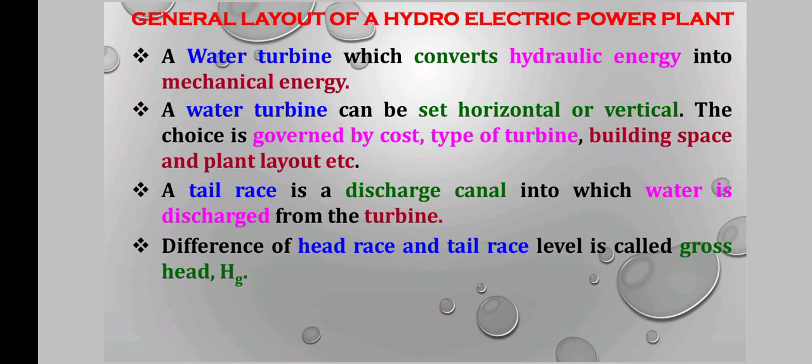General layout of a hydroelectric power plant. A water turbine converts hydraulic energy into mechanical energy. A water turbine can be set horizontal or vertical. The choice is governed by cost, type of turbine, building space and plant layout. A tail race is a discharge canal into which water is discharged from the turbine. The difference of head race and tail race is called gross head.